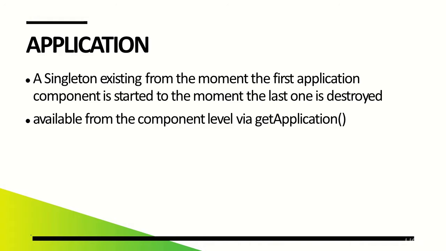Application is available even in case we don't write a single line of code. The default implementation is the Android app application class implementation, which is available anywhere in the code by calling the getApplication method in each component. Thanks to this, we can gain access to a singleton and use it.